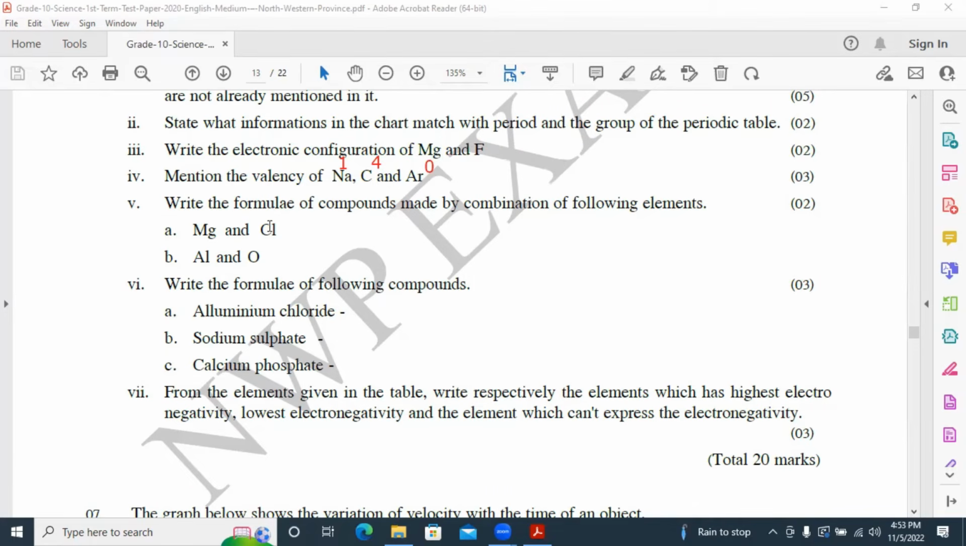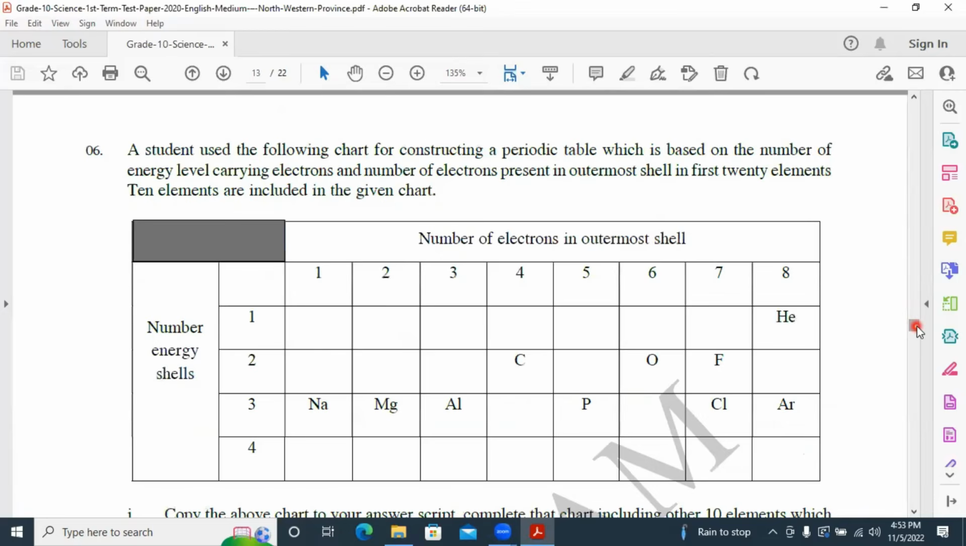Write the formula of compounds made by combination of the following elements. To write the formulas you also need the valencies. Here in this periodic table I am going to mark all the valency numbers. The group 1 valency is 1. Group 2 elements valency is 2. Group 3 elements the common valency is 3. Group 4 common valency is 4. Group 5 the common valency is 3. Group 6 the common valency is 2. Group 7 the common valency is 1 and group 8, the common valency is 0.